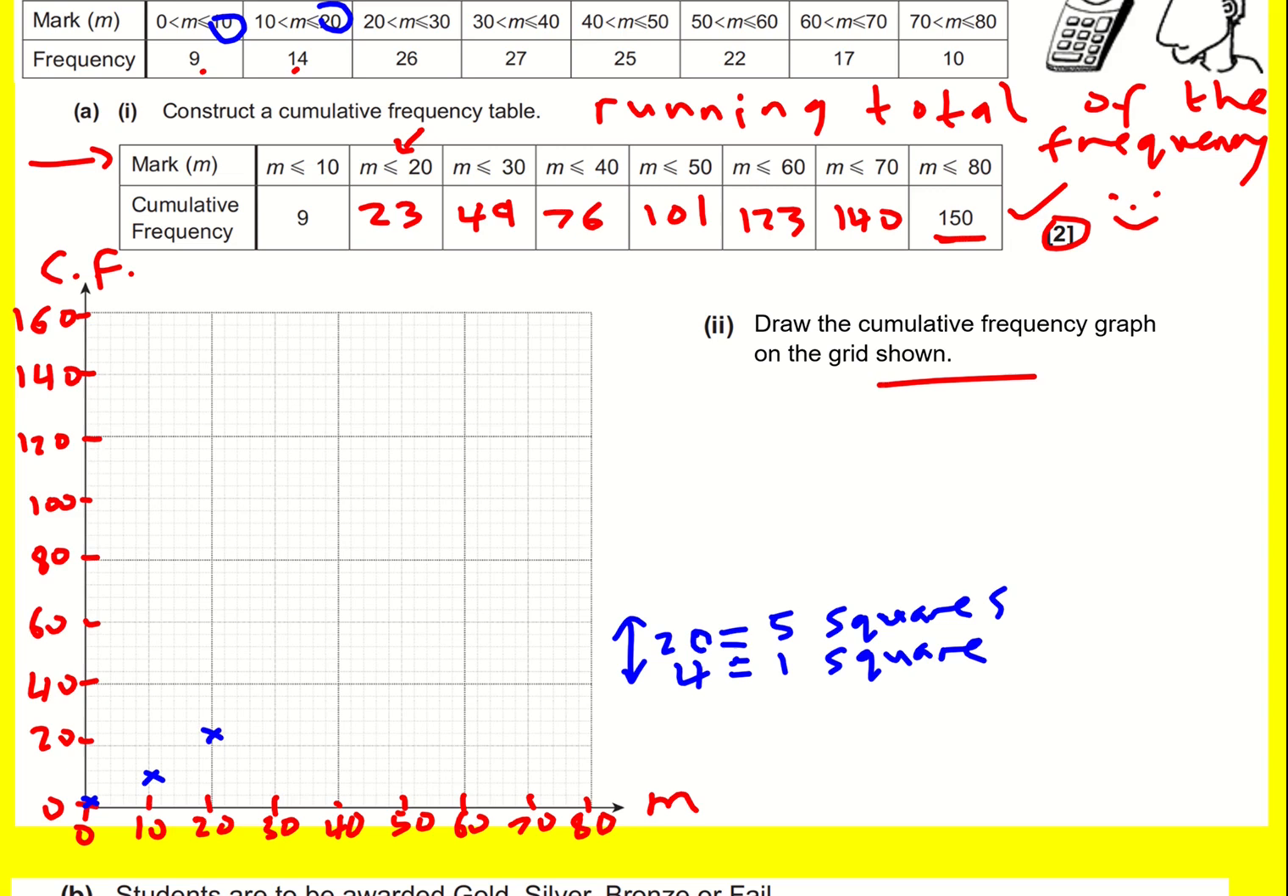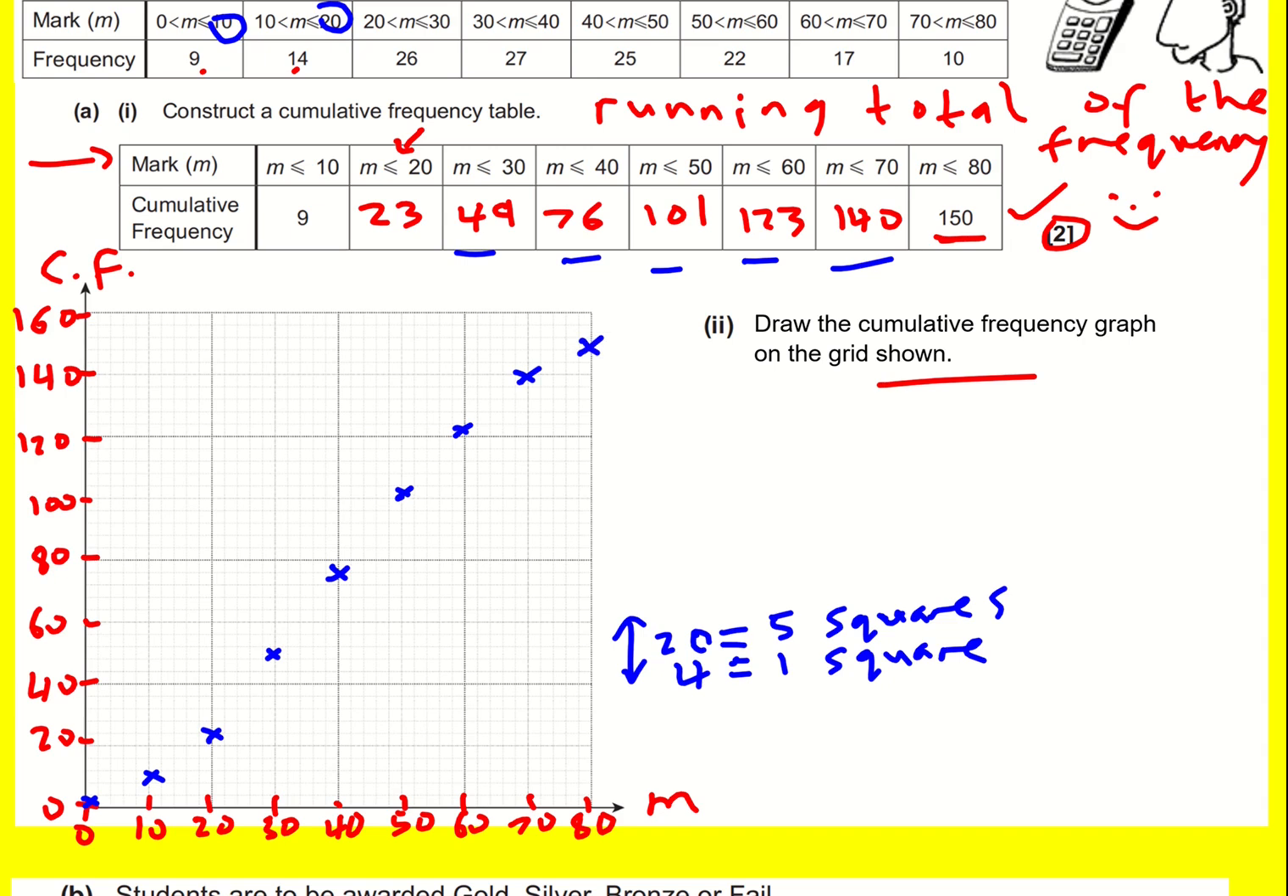Okay, that'll do. 30, I'm going up to 49, so it's going to be just under halfway through. 40 is 76, so that's going to be exactly here. 50 is 101. 60 against 123. 70 against 140. And then 80 against 150. That's going to be exactly there.